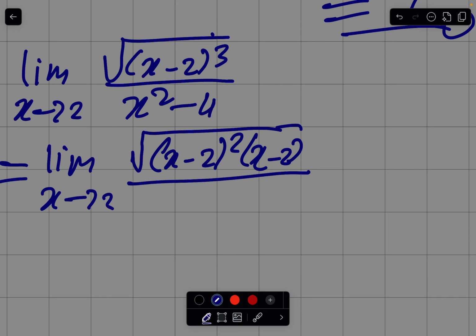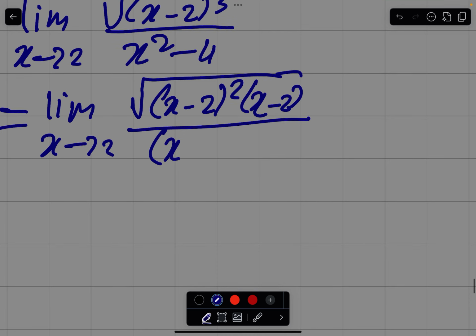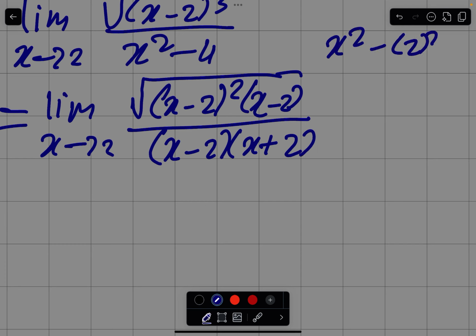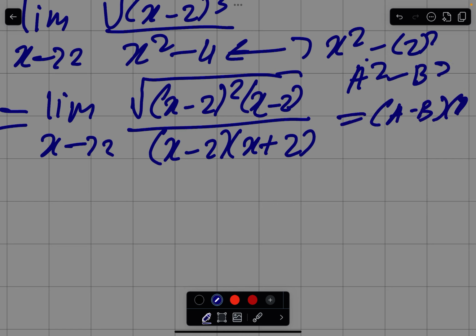Therefore, in the denominator, I have the difference between two squares because 4 is 2 squared. Meaning I have what? I have (x minus 2)(x plus 2), since x squared minus 2 squared is the same thing. Therefore, we are allowed to apply the difference between two squares. You must know these things by heart.